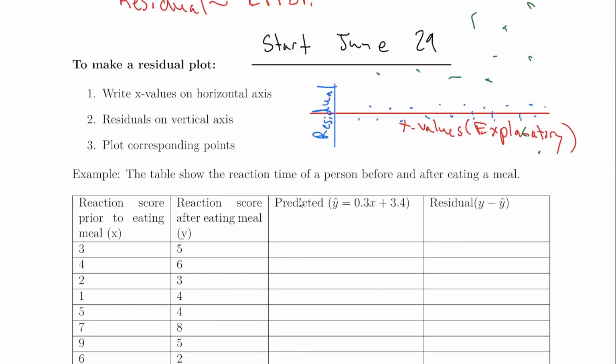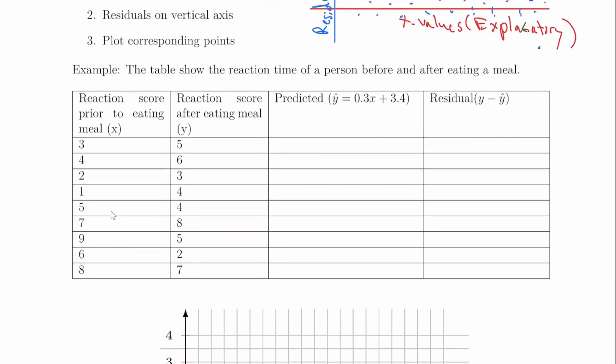If you look at this example, it said the table showed the reaction time of a person before and after eating a meal. So we want to see if their reaction time is affected by them eating a meal and by them not eating a meal. Does it get worse or does it get better? For the X value, we put reaction score prior to eating the meal. For the Y value, we put reaction score after eating the meal.